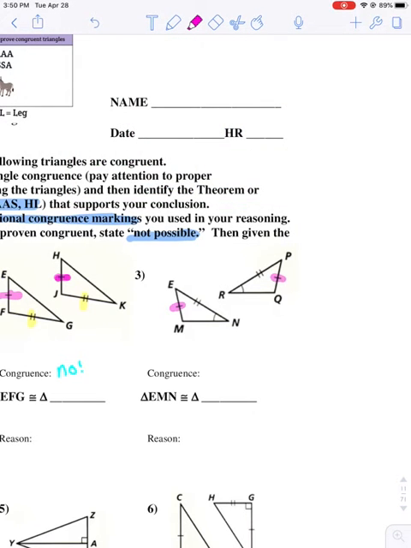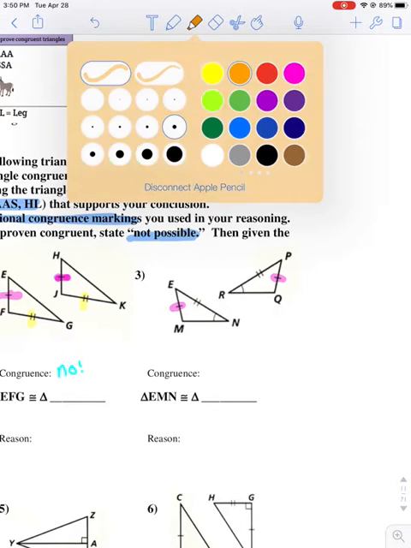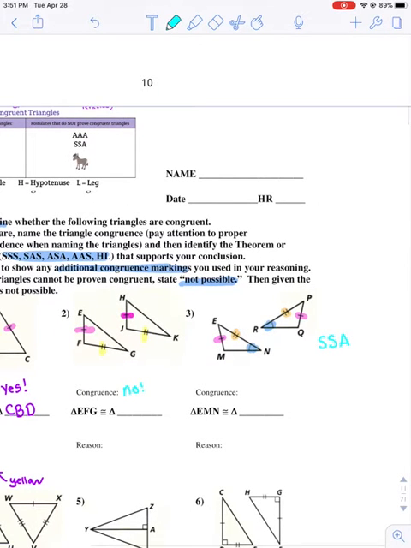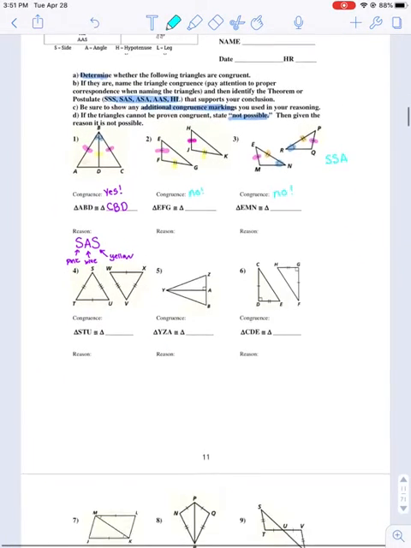Let's look at this one. I see that they have this side in common. They have this side in common. And they have this angle in common. So we have 3 pieces of information. It might be enough. Let's see. So I have 2 sides in a row. And then I have an angle that's not between them. Oh, that's our donkey rule. That's donkey. Angle, side, angle does not work. So no.